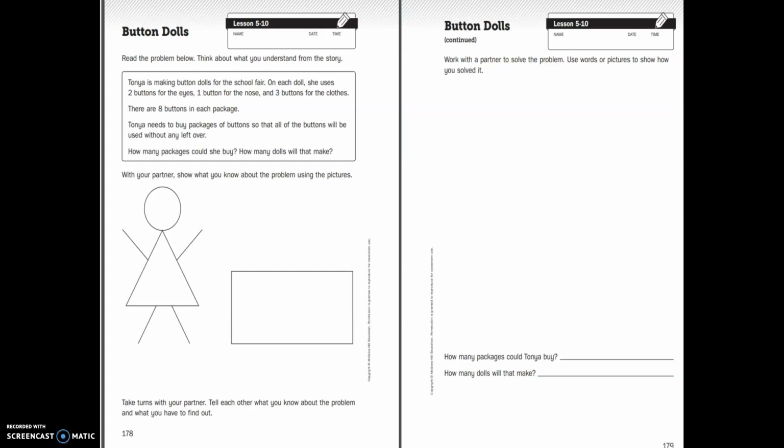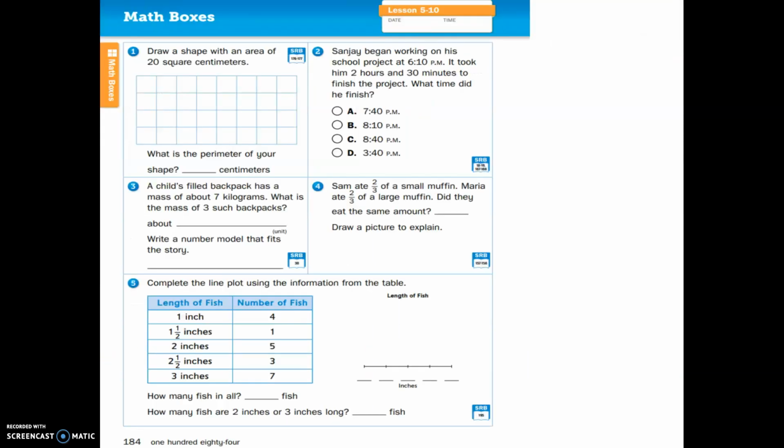On the back side of that paper, that's this page right here. You've got room to do any of your when in doubt, draw it outs right here. Okay? So then at the end of the page, how many packages could she buy? And how many dolls will that make? See what you can come up with for that. And then, math boxes, page 184. Good luck with everything.